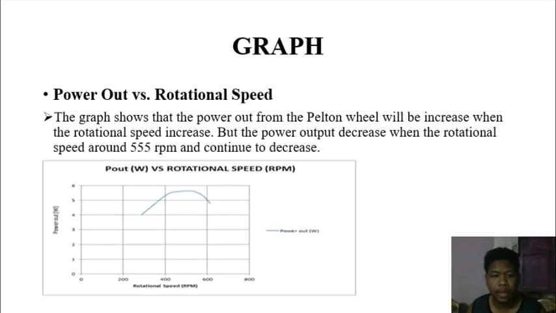Next is the graph for the power out versus rotational speed. For this graph, as you can see, the power out of the Pelton wheel will increase when the rotational speed increases, but the power output will decrease when the rotational speed is around 555 rounds per minute and continues to decrease.